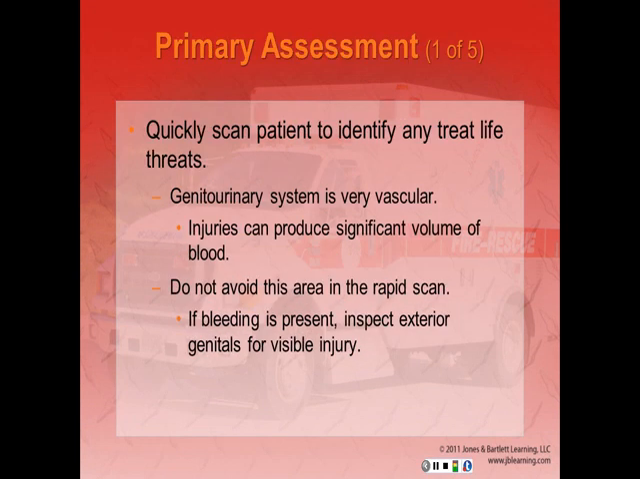During your primary assessment, you need to quickly scan the patient to identify and treat life threats. The genitourinary system is very vascular, and injuries can produce a significant volume of blood. Do not avoid this area in the rapid scan, and if bleeding is present, maintain privacy for the patient and inspect the exterior genitals for visible injury.